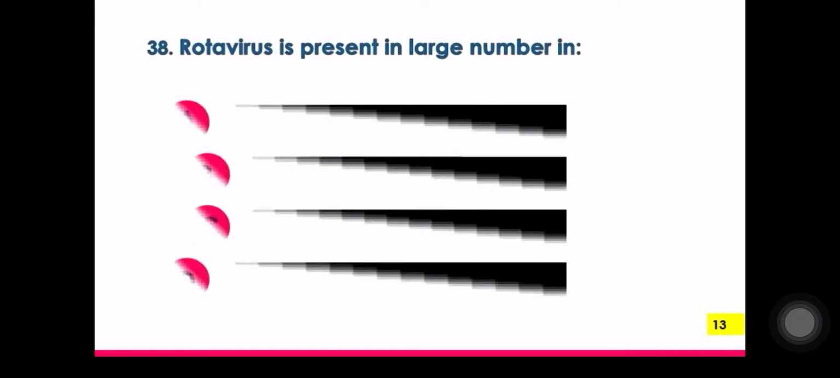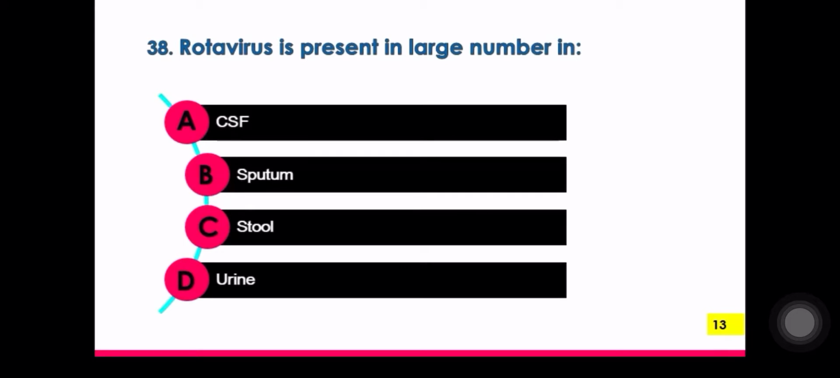Next, for number 38, rotavirus is present in large number in which specimen? Is it letter A, CSF, letter B, sputum, letter C, stool, or letter D, urine? The answer is letter C, stool. Rotavirus belongs to the Reoviridae group, and it causes gastroenteritis in infants and young children, usually during winter months, but it is asymptomatic in adults. The most common gastroenteritis-causing virus in adults is the Norwalk agent or the norovirus.